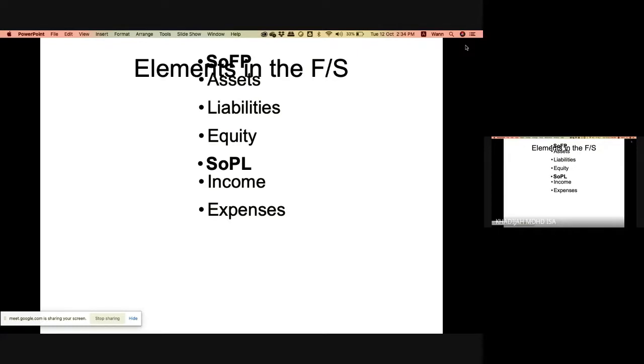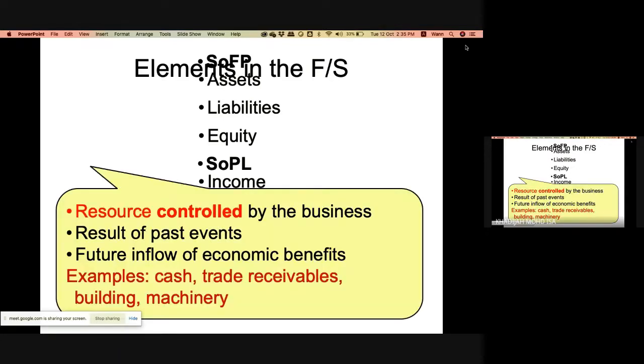Number two is that when talking about the statement of profit and loss, your SOPL, you will have your income and expenses. Next, what is an asset? An asset is a resource controlled by the business. Examples of your assets are your cash and your receivables. Receivable means something that you are going to receive in the future. Trade receivable is anything to do with your business.